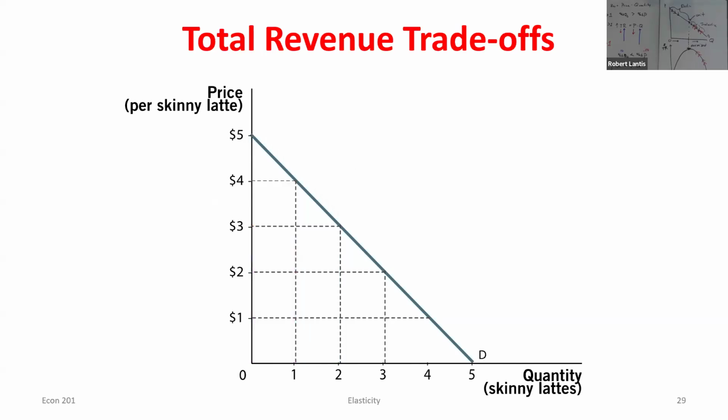Now, if I keep lowering the price, let's say I lower the price from $3 to $2. How much am I losing on those first 2 units I was selling before? I was selling them for $3.